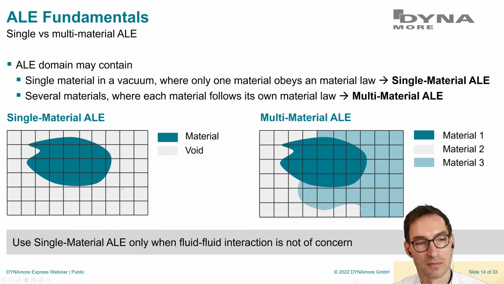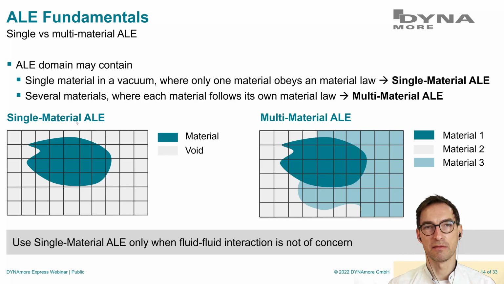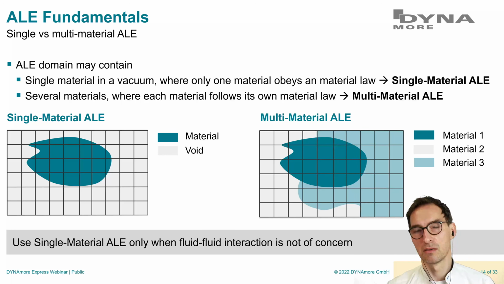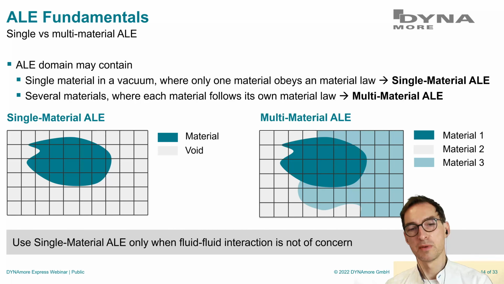So the question quite often is, when do I have to do what? When is it okay to go single material, that means I have one material which I define by some constitutive law, elastic, rubber-like, or a fluid? And when do I have to do multi-material ALE?